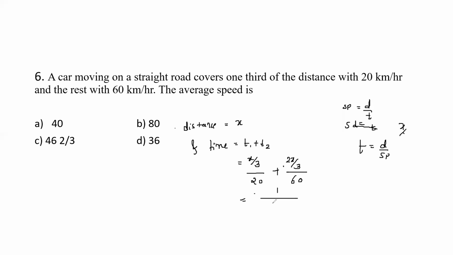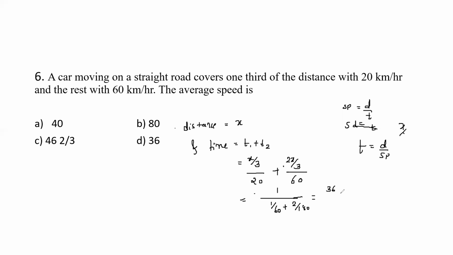1 divided by 1 by 60 plus 2 divided by 1 by 80. So after simplification, okay, means x by 3 by 20, 2x by 3 by 60. So simplify everything, you will get 1 divided by 1 by 60 plus 2 divided by 1 by 80.